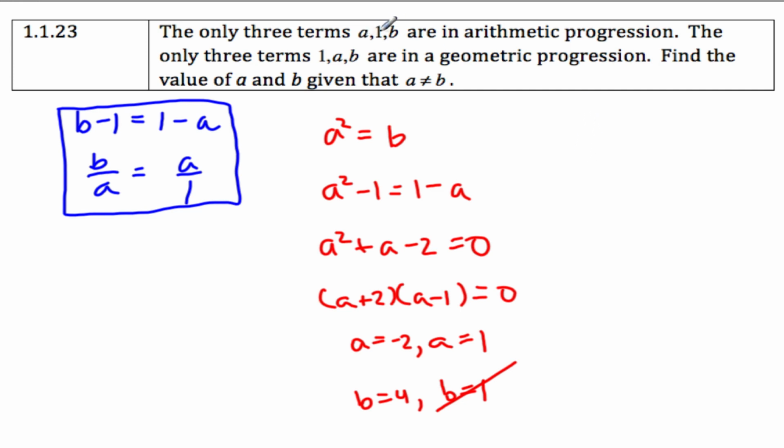So let's make sure that this is actually in the progression. It says a, 1, b, so a is negative 2, 1, and then b is 4. So that goes up by 3 and up by 3. That looks like an arithmetic progression. And then the geometric, we have 1, a which is negative 2, and b, which is 4. So then multiply by negative 2 and multiply by negative 2 again. So yes, that does work.